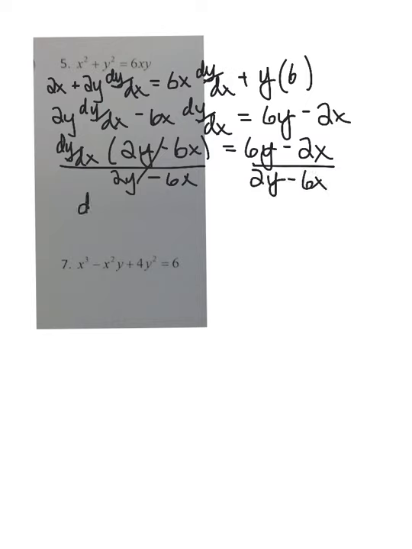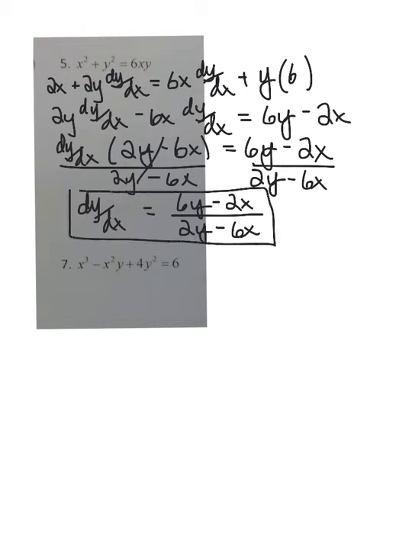Okay, so just to make this look a little neat and pretty, we've got 6y minus 2x, and that's all over 2y minus 6x. Okay, no need to simplify. You can leave it exactly as is. All right, next one I'm going to show you is number 7.